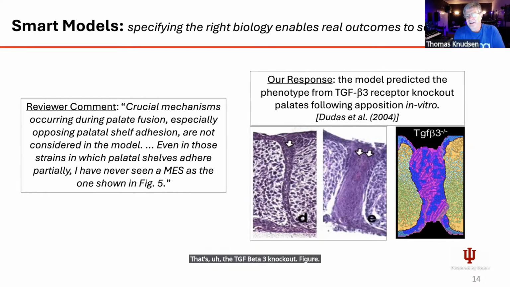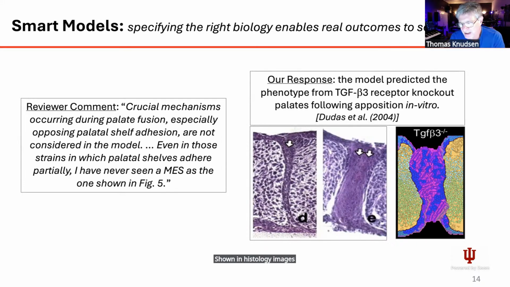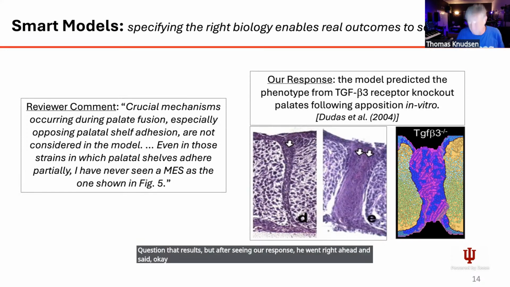And what Shane found is that there was actually a human study published by Dudas et al. Shown in histology images that actually did show that if you knock out the receptor or look at a mutant receptor to TGF-β in the palate, and these are human palate shells, and put them together in culture, you get abnormal expansion of that medial edge seam. So in fact, we didn't code that into the model. That was sort of what emerged from one of these analyses, and even an expert in the field questioned that result. But after seeing our response, he went right ahead and said, okay, the paper's accepted.